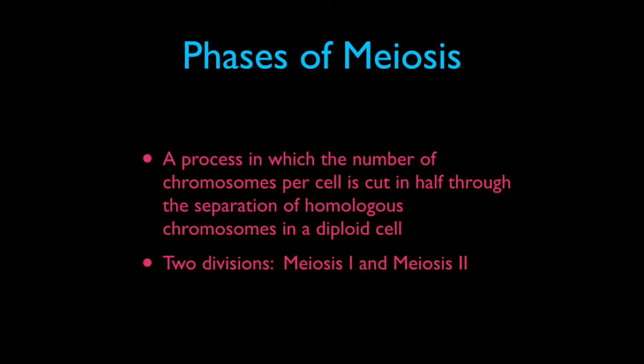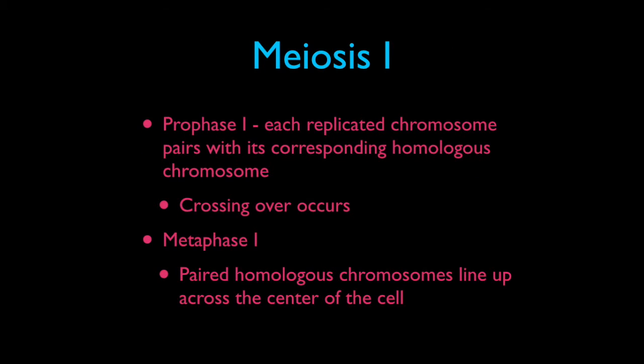Meiosis is a process in which the number of chromosomes per cell is cut in half through the separation of homologous chromosomes in a diploid cell. There are two types of division. You have meiosis 1 and meiosis 2. Meiosis 1 begins with prophase 1. It's when each replicated chromosome pairs with its corresponding homologous chromosome. This is where crossing over occurs.